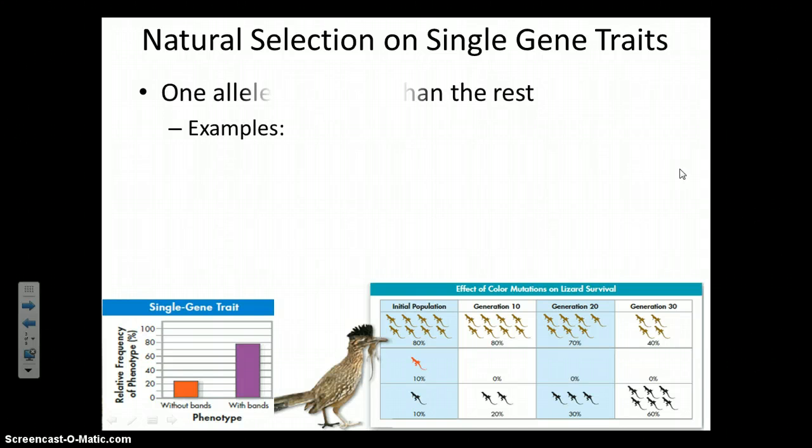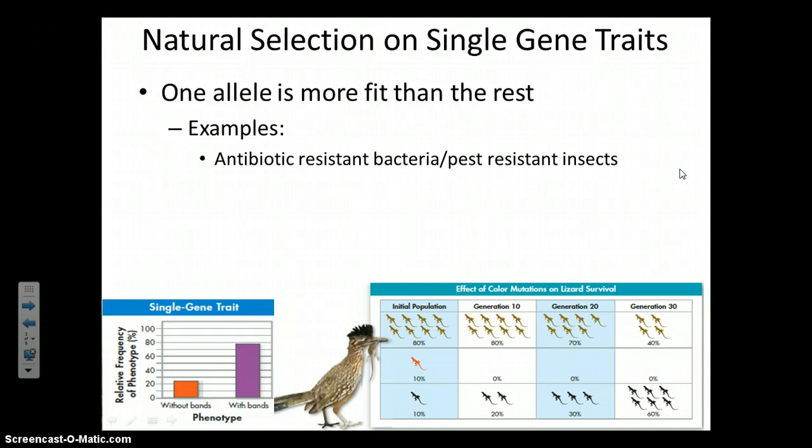So natural selection can happen on 2 different types of traits. Some traits are caused by single genes and other traits are caused by many genes. When a trait is caused by a single gene, one of the things that you'll see is a very limited number of phenotypes or appearances. And 2 examples of that are antibiotic-resistant bacteria and pest-resistant insects.